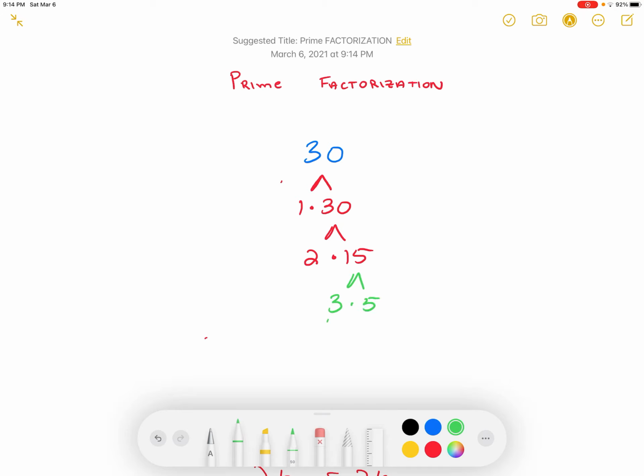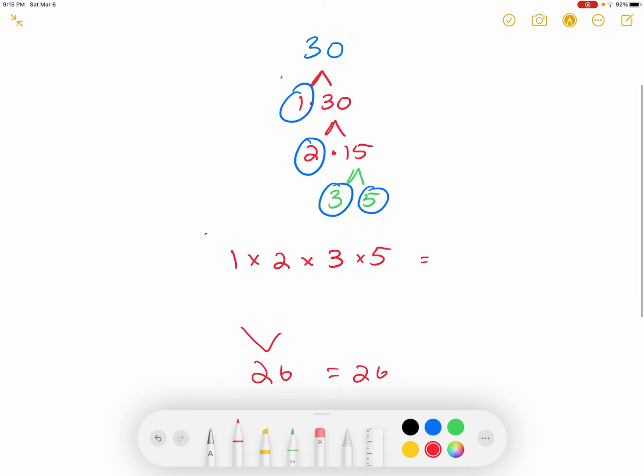15 can be 3 times 5. Can I break down 3 anymore? Nope, it's only 1 times 3. 5 is only 1 times 5, so everything is now a prime number. So let's count up all the prime numbers. This one, this one, this one, and this one. And then I list them. I say 1, 2, 3, and 5. And the prime factorization looks like this: 1 times 2 times 3 times 5.